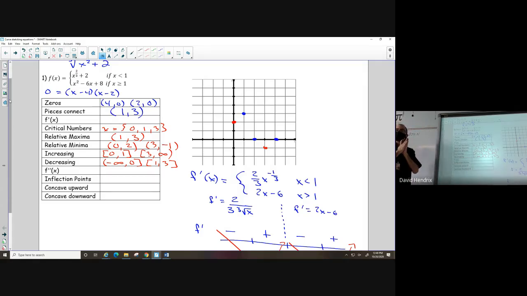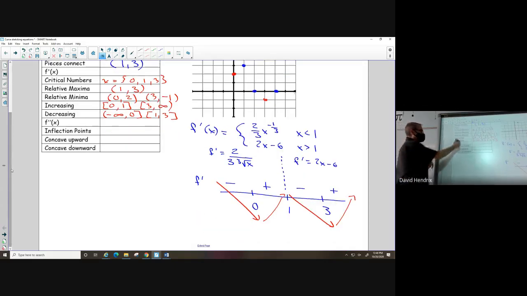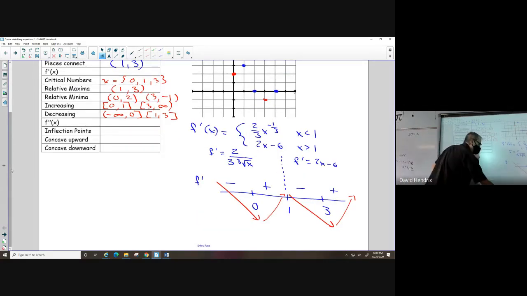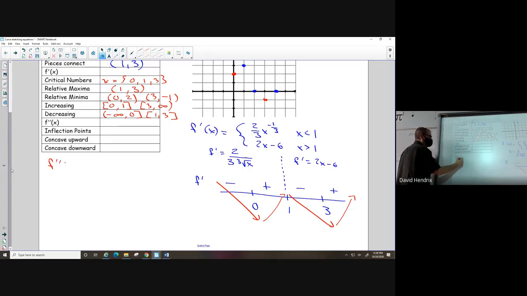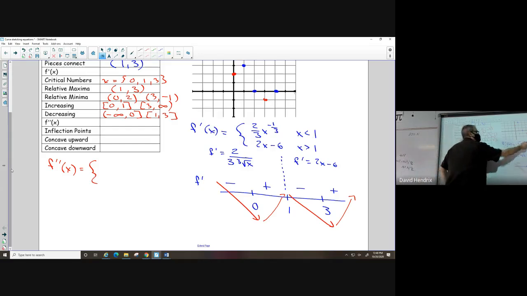Any other questions? All right, so now let's look at the second derivative. The second derivative can tell us these things. And so we're going to go ahead and take the derivative of our derivative, right? So our second derivative, f double prime. And so we're going to go ahead and take the derivative of this.